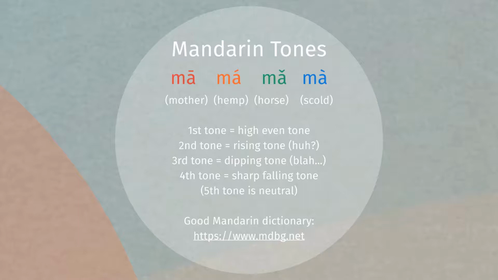Ma is a 3rd tone. It's a dipping tone. Sounds a little bit like blah. And ma, that's a 4th tone. It's a sharp falling tone. As you can see, these each mean something different. Ma is mother. Ma is hemp or marijuana. Ma is horse. And ma is to scold.